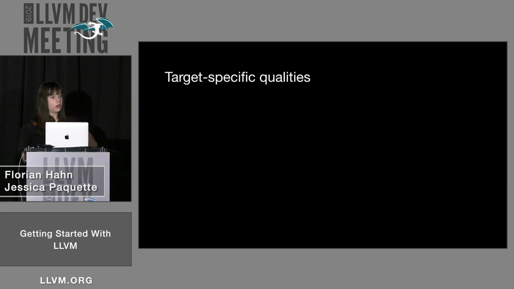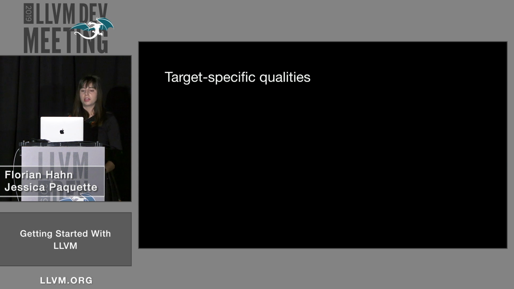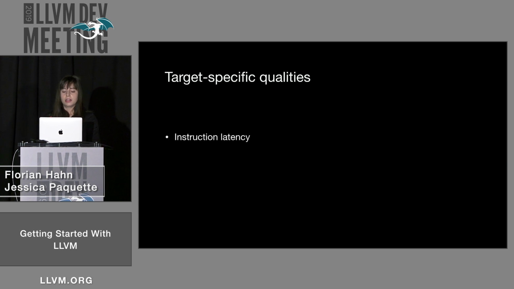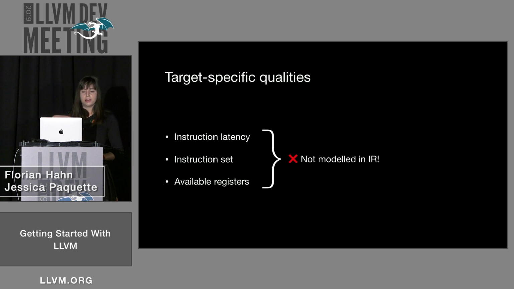And targets have very different qualities that can impact the overall result of a transformation. Some examples of target-specific qualities include things like instruction latency, the available instruction set, and the registers available on the target. All of these things are unique to a specific target, and those things aren't really modeled in IR in any meaningful way. The goal of IR, remember, is to allow you to optimize code for many targets in a generic way, and so it's not really appropriate to have that information there.